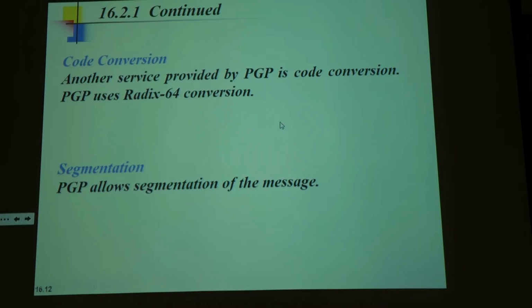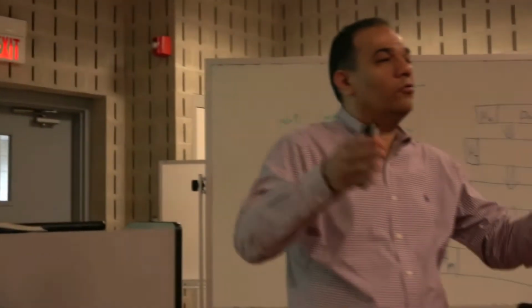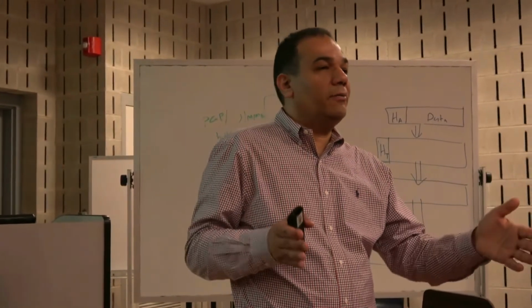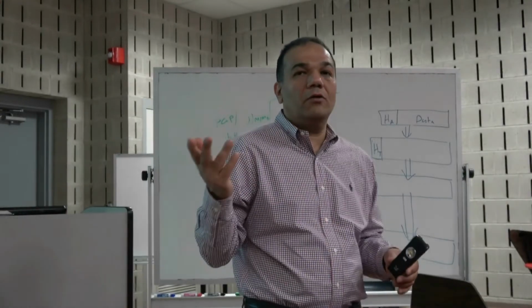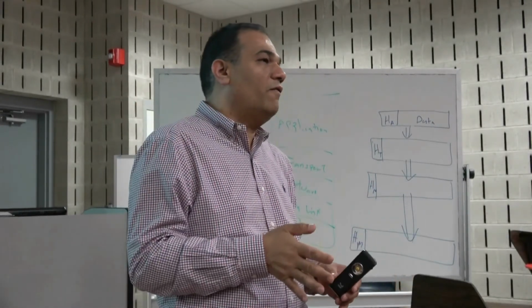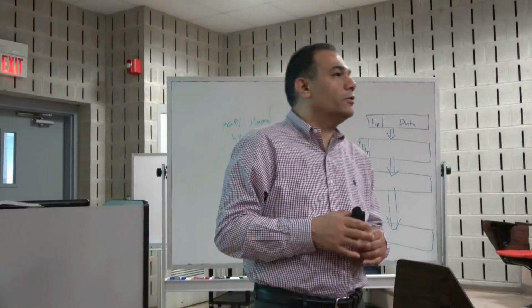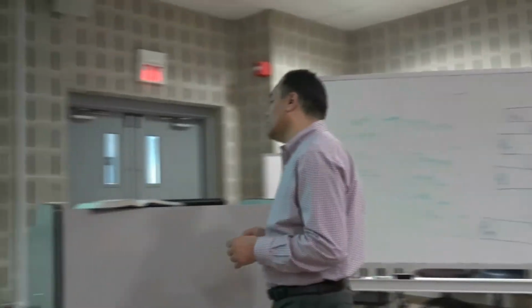Then segmentation. PGP allows segmentation of the message. What does segmentation of the message mean? After converting to Radix 64, we make each transmitted unit a uniform size. So you divide the data into segments with a uniform size. Maybe the last one is a little bit short, maybe do padding, but it will be segments. One email could have 10 segments, another email could have 5 segments. They call it segmentation.